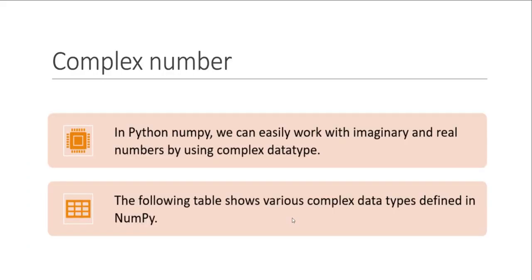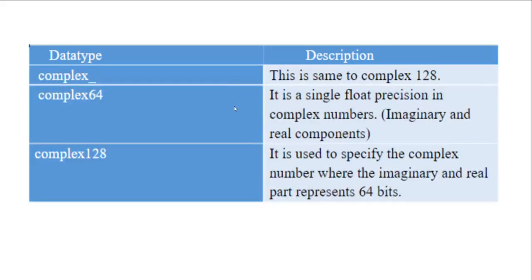Now we will discuss our next data type, that is complex number. A complex number consists of two floating point numbers, one is the real part and another one is the imaginary part. So these are the various data types of complex numbers. The first one is complex, and it is similar to complex128. The next one is complex64. It is a single float precision complex number in the form of imaginary and real parts. The next one is complex128. It is similar to complex, and it represents 128 bits.